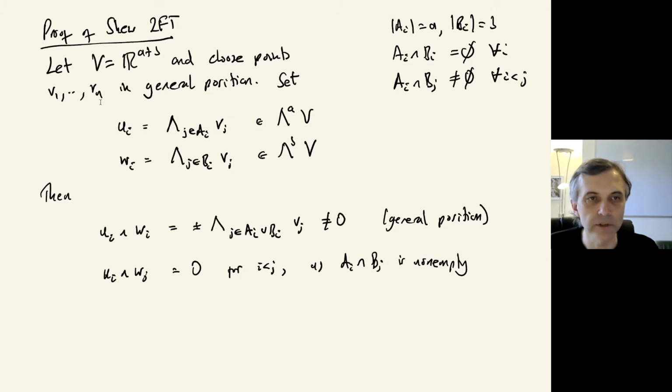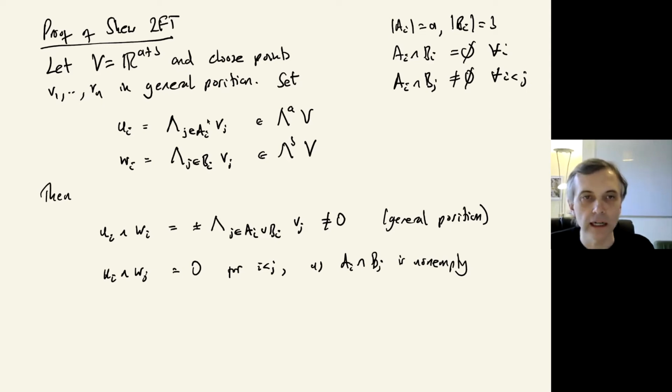choose some points v1 up to vn, corresponding to the ground set. We'll just throw them in general position, so no linear dependencies other than the ones that absolutely have to be there. So any a plus b points from this collection should be linearly independent, and if you just throw them in at random with any reasonable distribution, that will do it. Or you can write down explicit ways of doing that too.